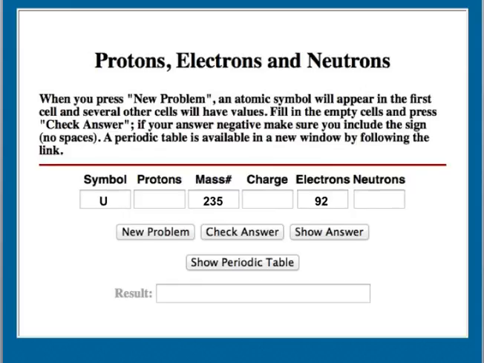I have a question. Yeah. So when it's -1 for the 35, then it's gonna be added 1? We have one extra electron. In order for it to be negative, we have to have one more electron than we do protons.